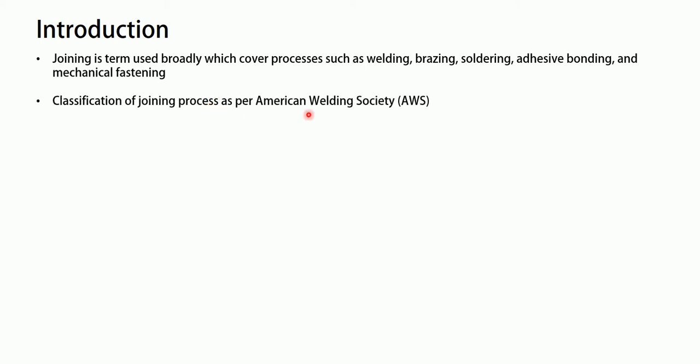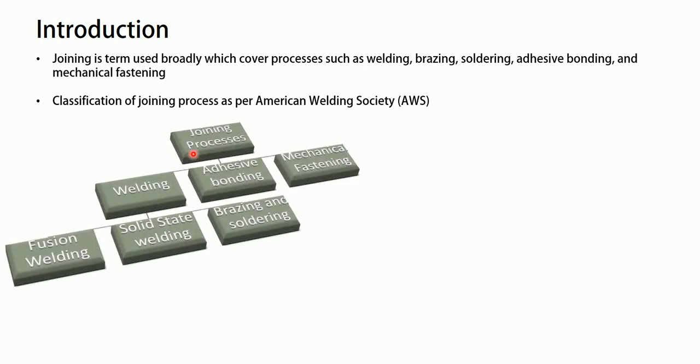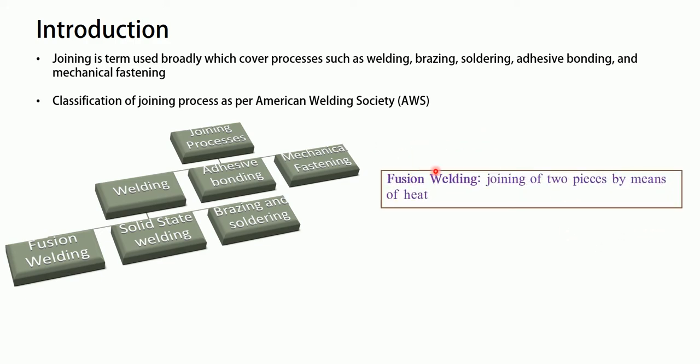Now, as per the American Welding Society, the joining processes can be classified into various types. Now, what the types are, let us see. Joining processes are broadly classified into three main types. Number one, welding. Number two, adhesive bonding. And number three, mechanical fastening. Welding again is classified into three types: fusion welding, solid state welding, and brazing and soldering. Now let us see in brief each of these joining processes.